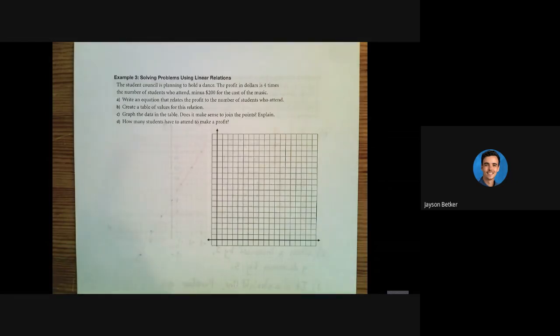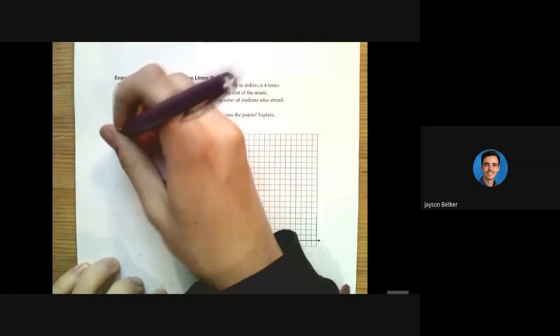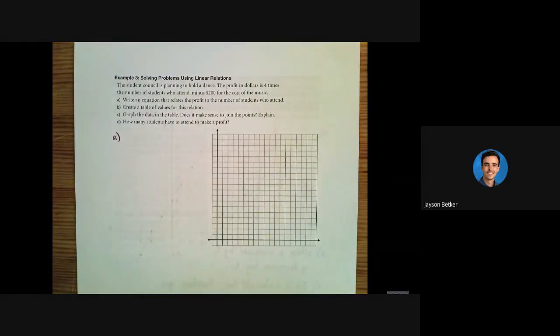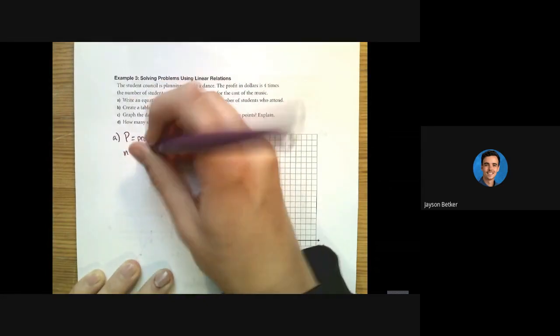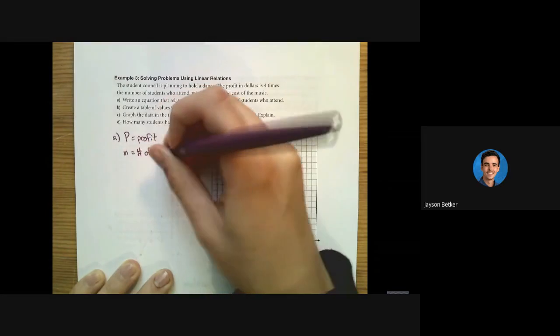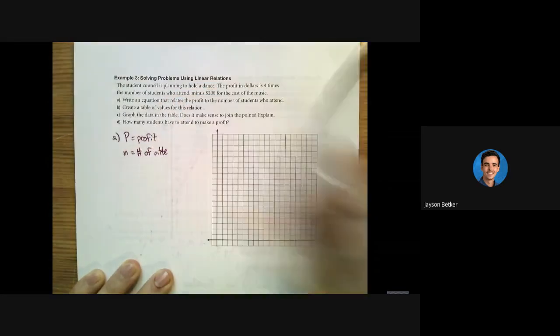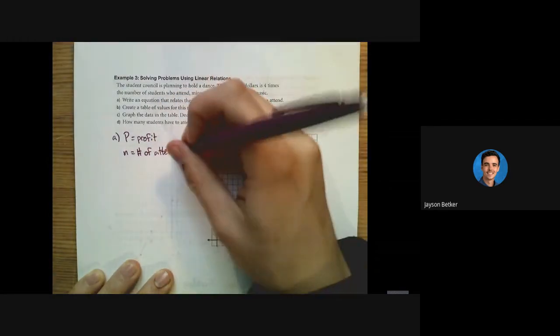Seems maybe kind of tricky at first, but it's really actually pretty straightforward. So we need to relate the profit, we'll call it P, to the number of students who attend. I don't know, we'll call them attendees. It's kind of a lame word, but whatever.